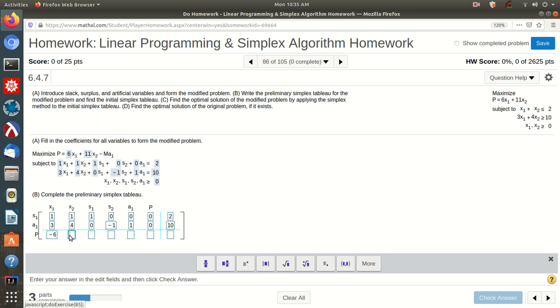Okay, -6, -11, 0, 0. This will be positive M. This will be 1. This will be 0.